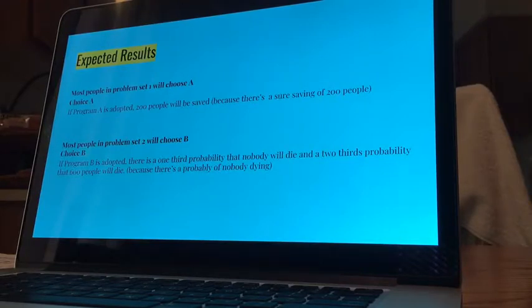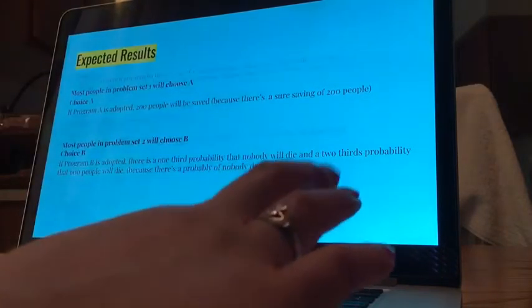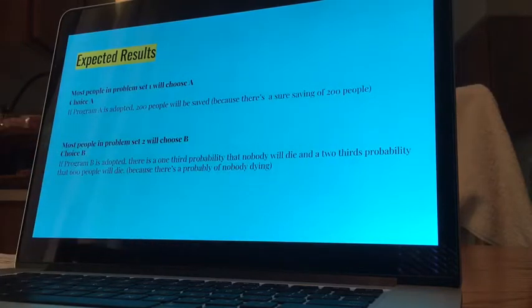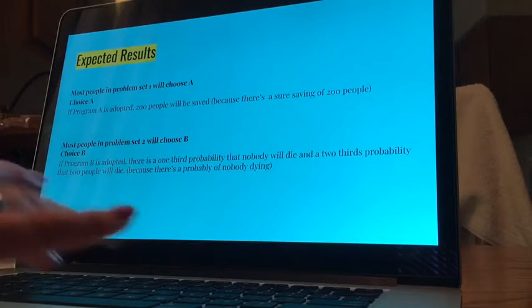And in problem set 2, most people are more likely to pick option B. If program B is adopted, there's a 1/3 probability that nobody will die and a 2/3 probability that 600 people will die, because there's a probability of nobody dying. But again, option A and B in black are actually the same option, they're just worded differently. But more people are likely to choose B because of the probability of nobody dying.